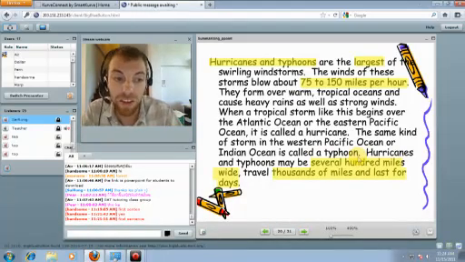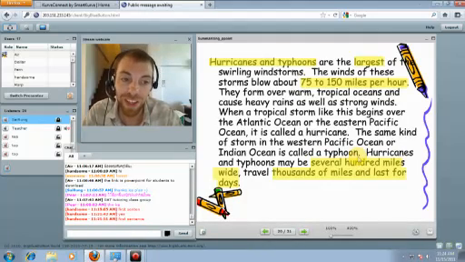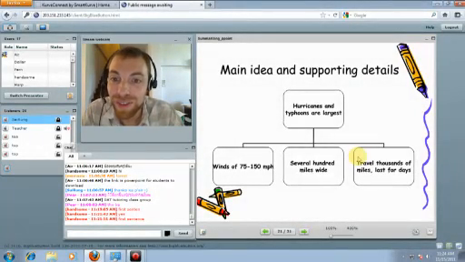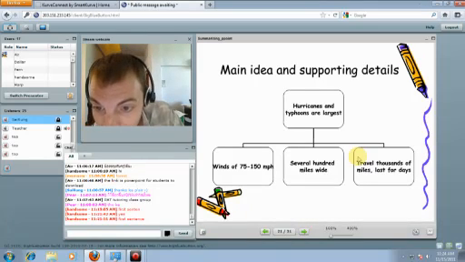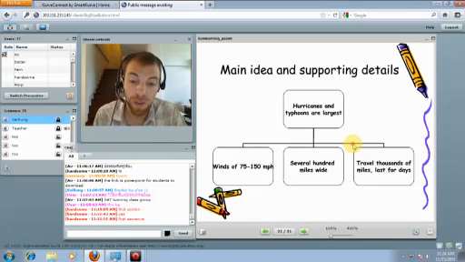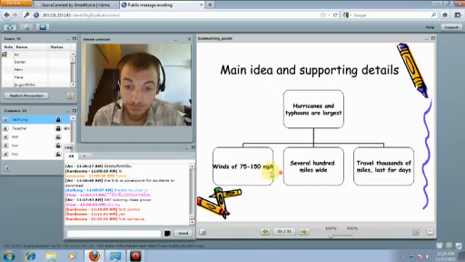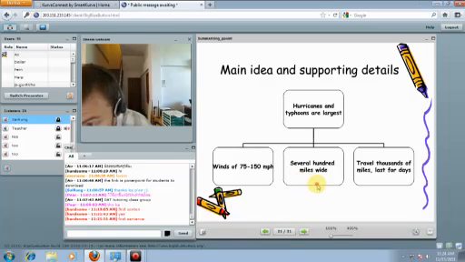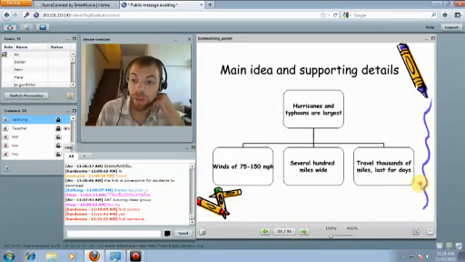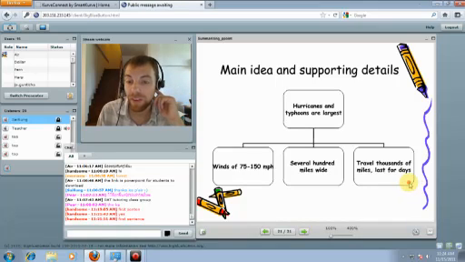So let's think about our main idea and our details. And I think I just gave you some help. Let's go to the next slide. So our main idea and supporting details. Alright, so the main idea is that hurricanes and typhoons are the largest of the windstorms. Here are some facts: how fast they are, how big they are, and how long, how much time they last. So these are all good information about hurricanes and typhoons.